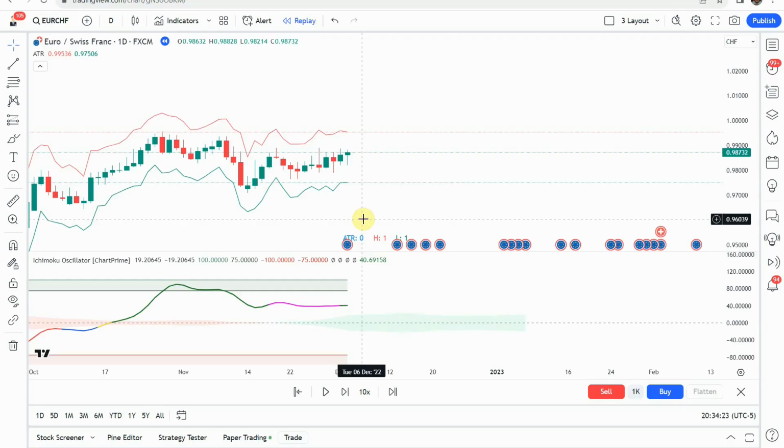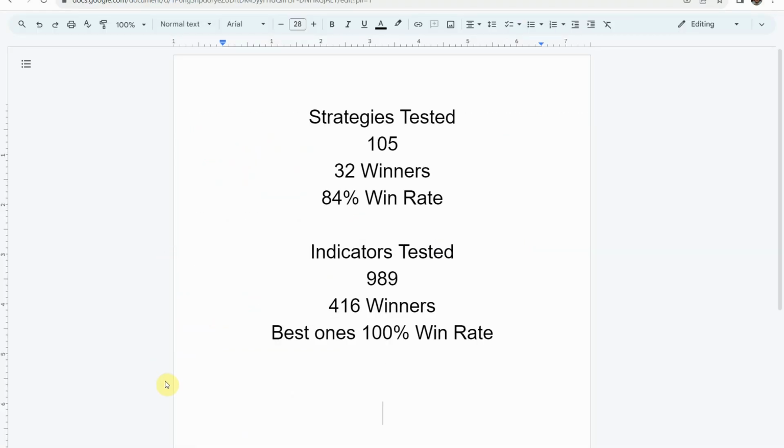Alright, as I said, today we will be testing the Ichimoku Oscillator indicator. Before we do though, I wanted to put the testing scoreboard up for everyone to see.